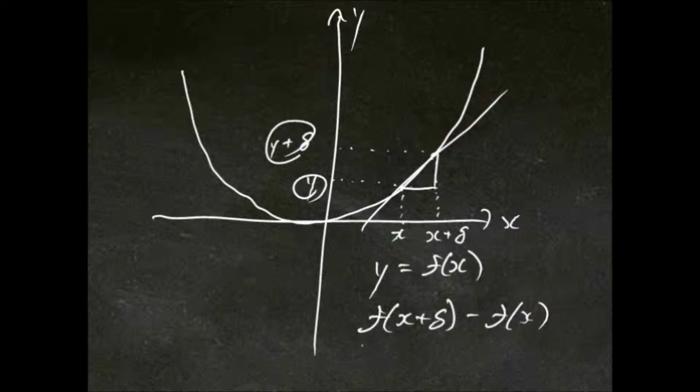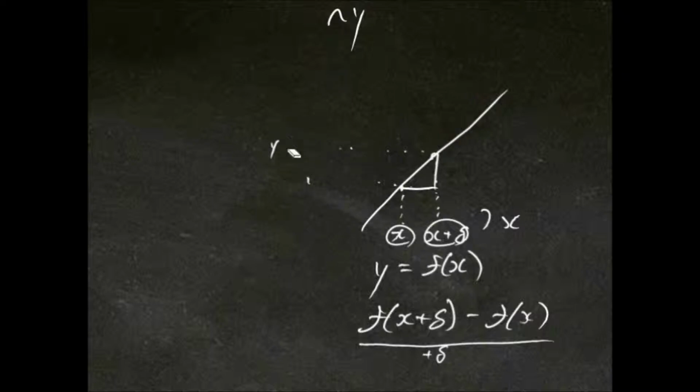And our run would be our furthest point, which is x plus delta minus our first point, which is minus x. Right away we can see that this can be written just as delta on the bottom. So we'll get rid of that, neaten it up. Now we'll get rid of our Cartesian plane.